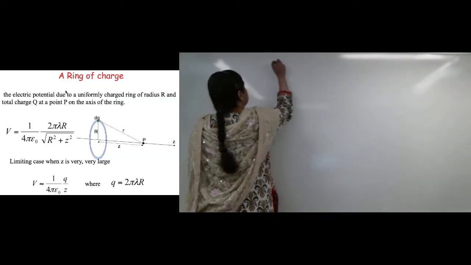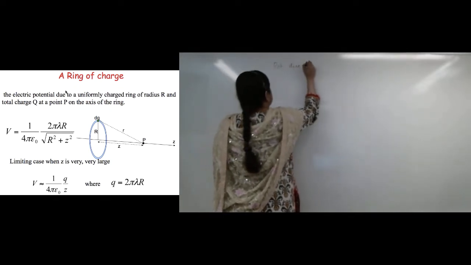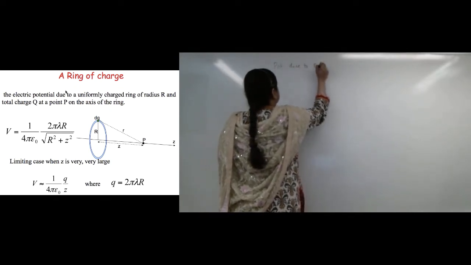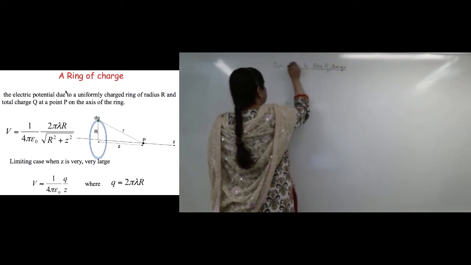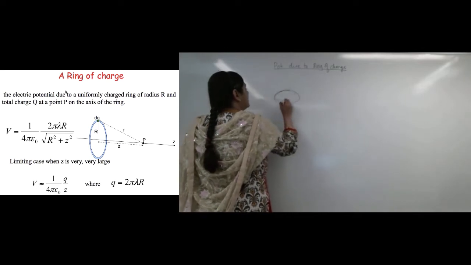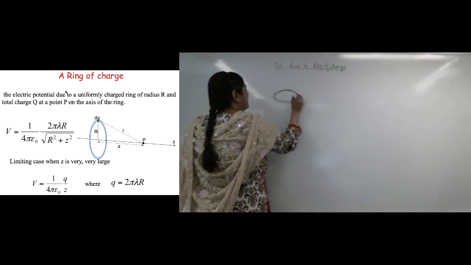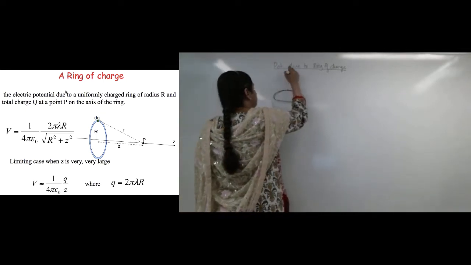Next comes potential due to a ring of charge. Okay, now we have a ring of charge. So here's my ring, okay? It's a hollow ring. And I have to find potential at point P.